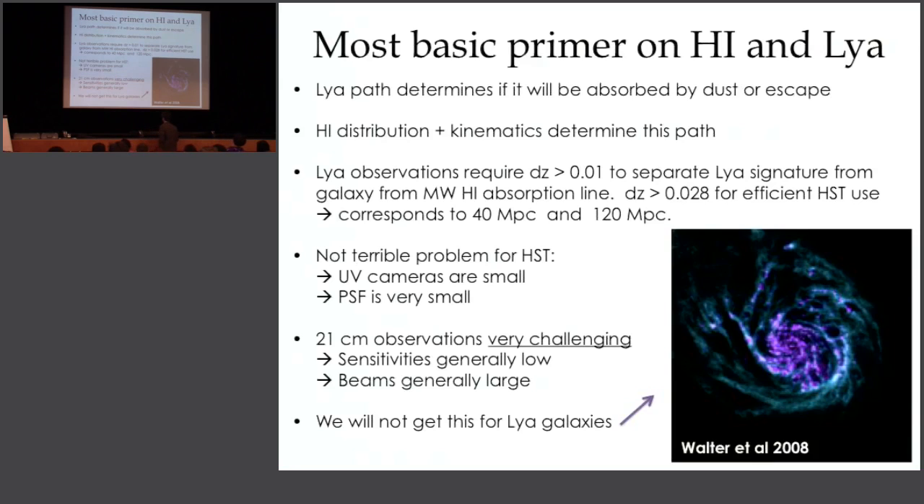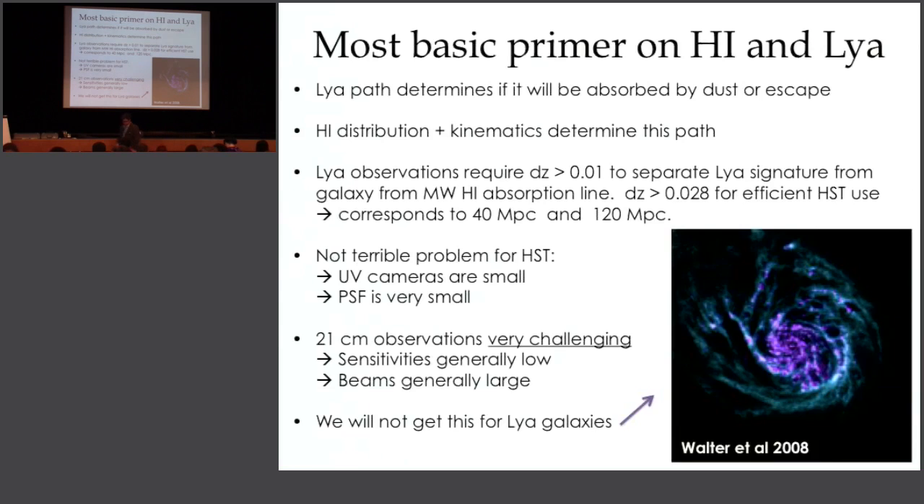It's particularly terrible at 21 centimeter. So we, of course, want to go and probe the atomic gas directly. 21 centimeter, we do this. This is a nice image from the THINGS sample from Fabian Walter. Beautiful study of local galaxies in H1. When we're looking out here at 120 megaparsecs, we're not going to get these data. They're not going to be as good as this.